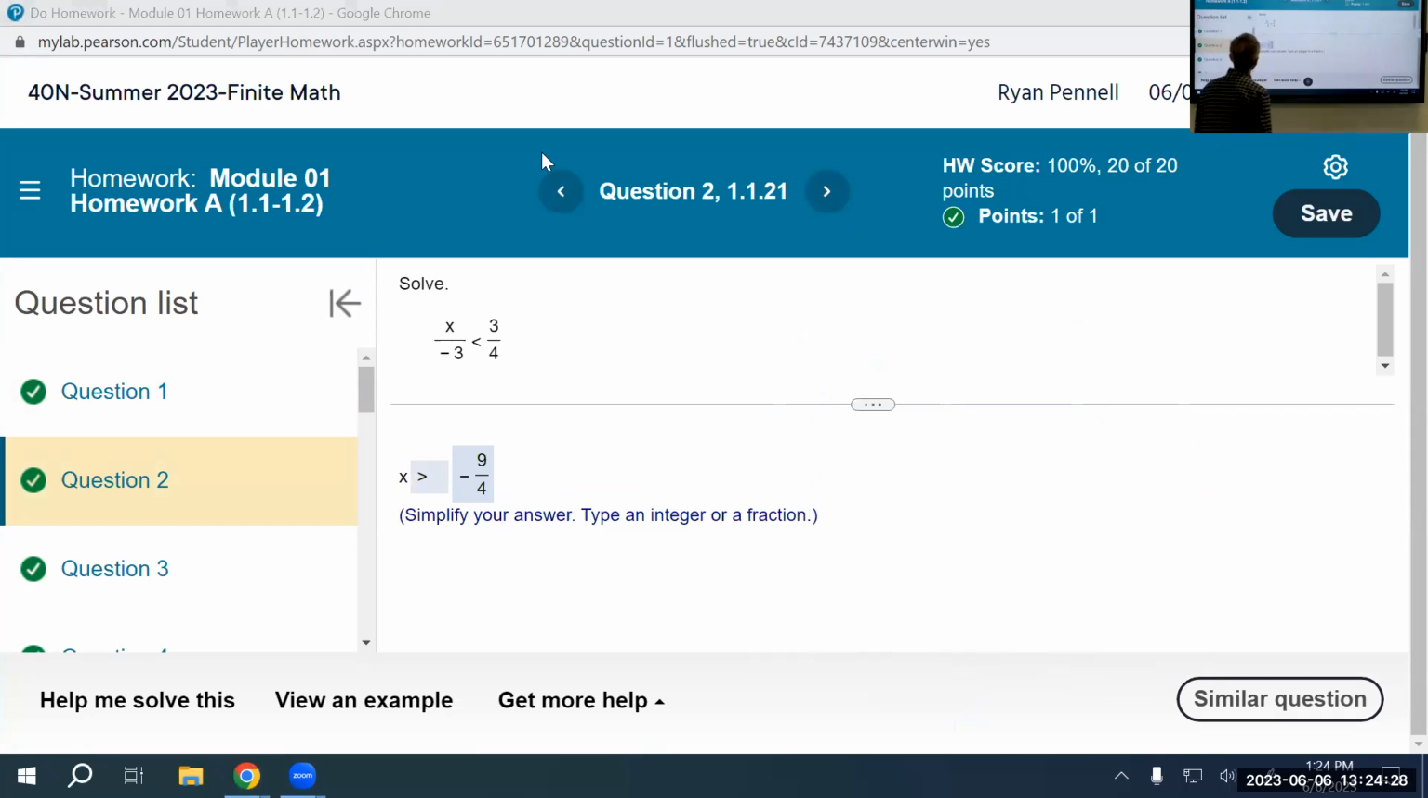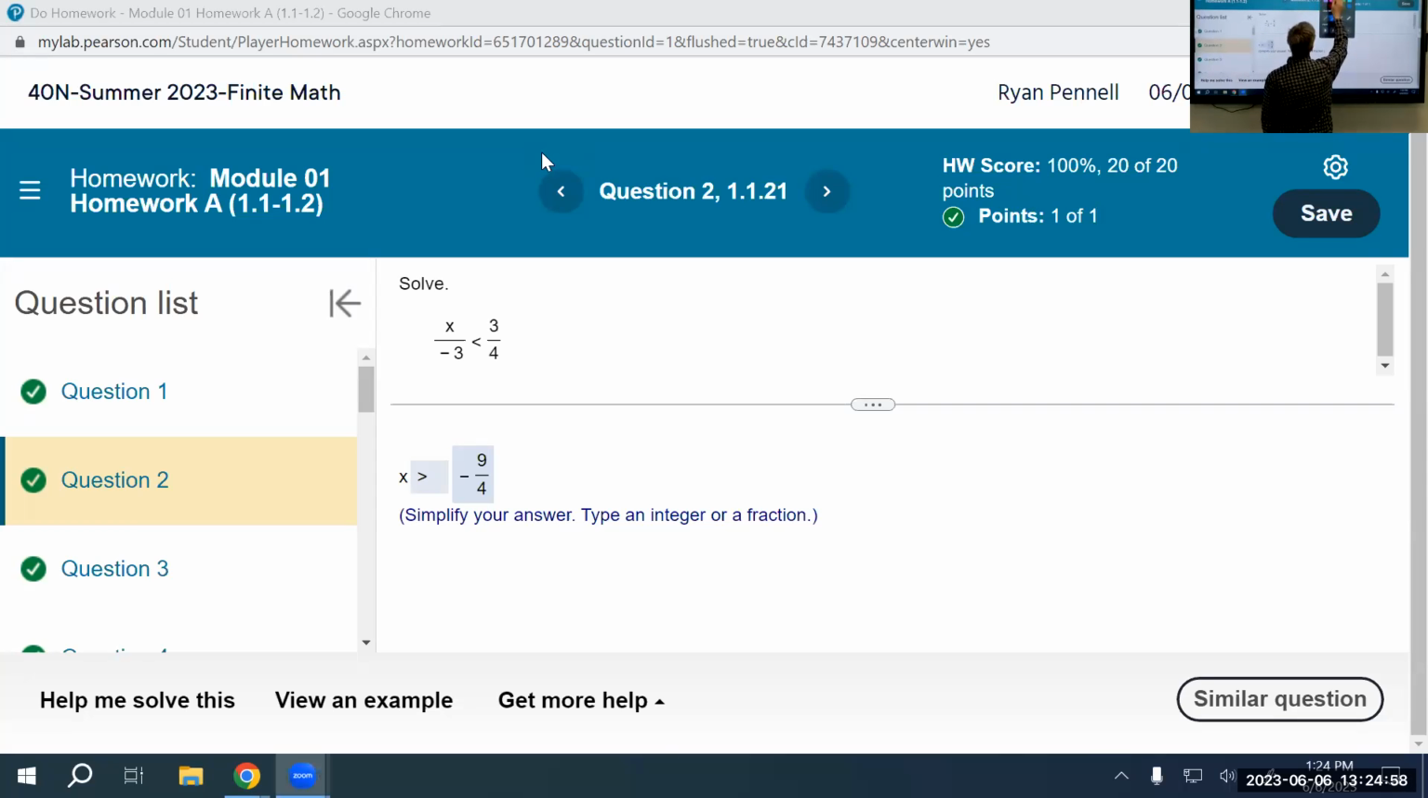Okay, so we got x divided by negative 3 is less than 3/4. Now we have inequalities we're trying to remember. So it's not equals, it's just less than. So the left-hand side is less than the right-hand side. That means there'll be an infinite amount of x's that will work. We have to find where those are.